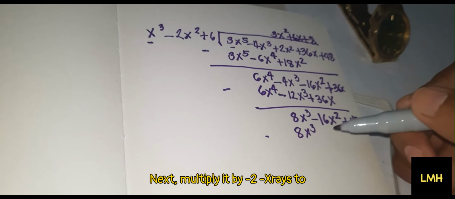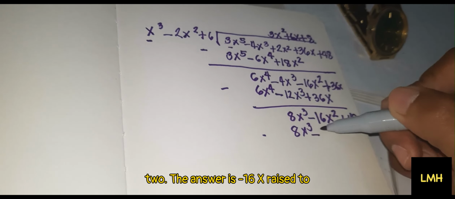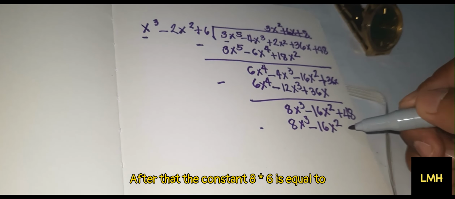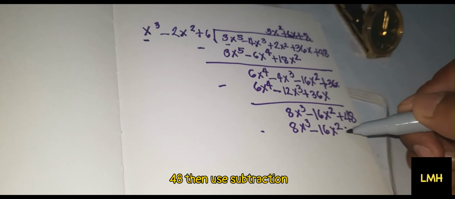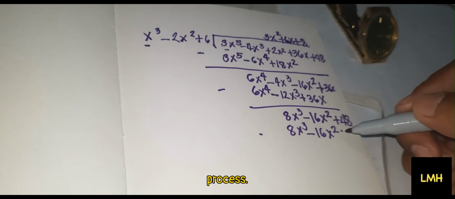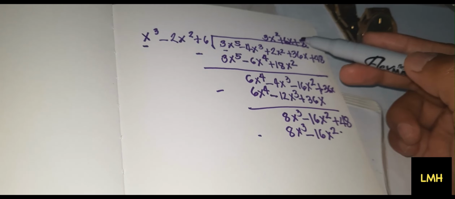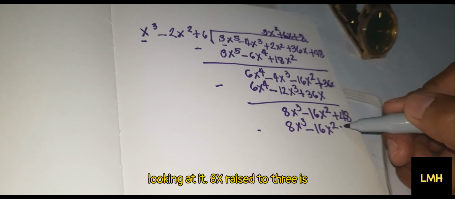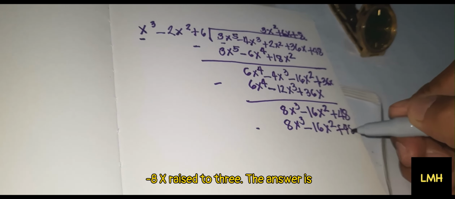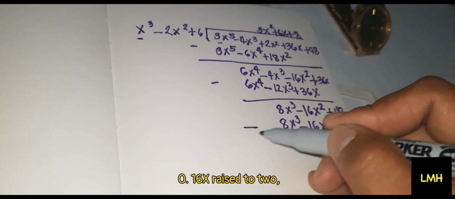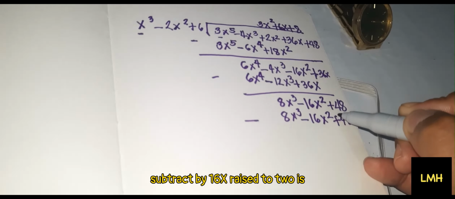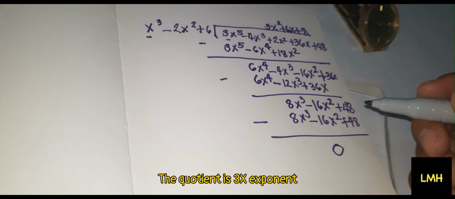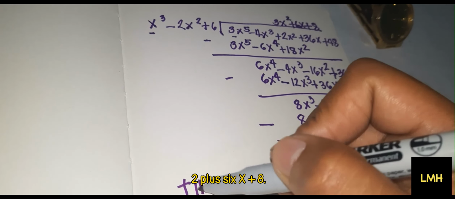Next, multiply 8 by negative 2x raised to 2. The answer is negative 16x raised to 2. After that, the constant 8 multiplied by 6 is equal to 48. Then, use the subtraction process. By simply looking at it, 8x raised to 3 minus 8x raised to 3, the answer is 0. 16x raised to 2 subtracted by 16x raised to 2 is obviously 0, then constant 48 minus 48 is 0. The quotient is 3x raised to 2 plus 6x plus 8.